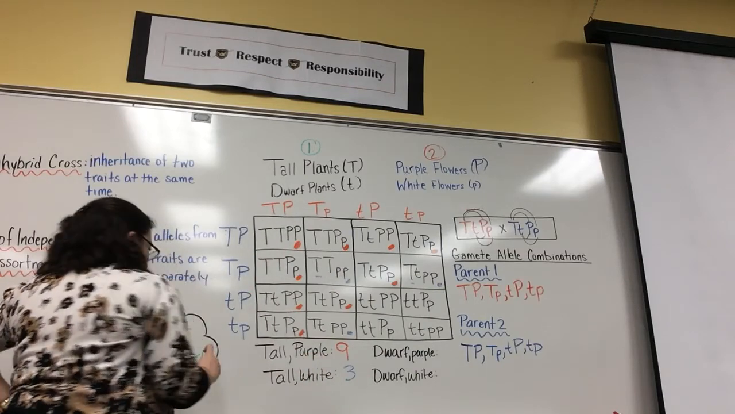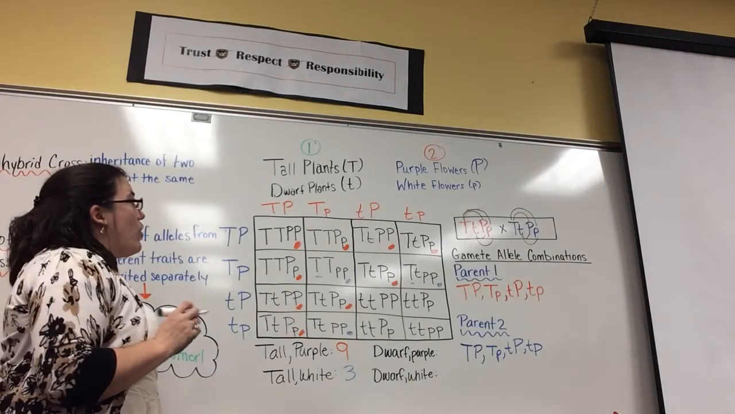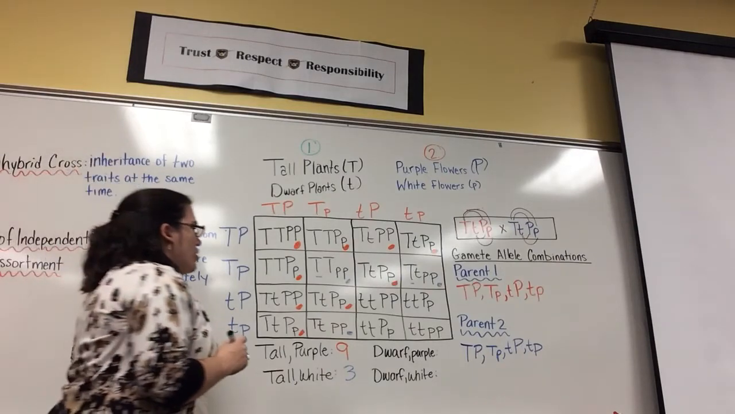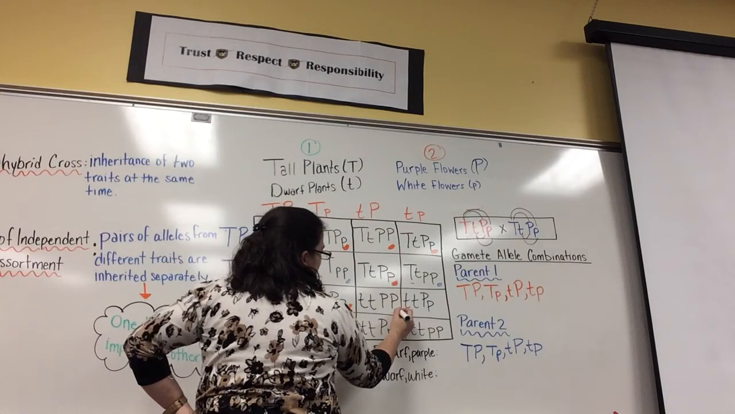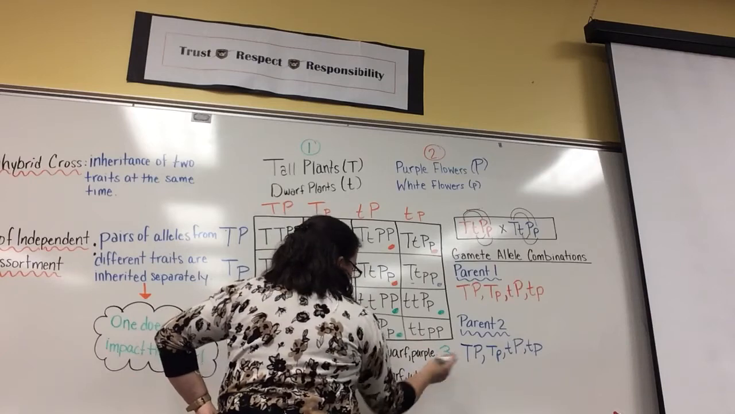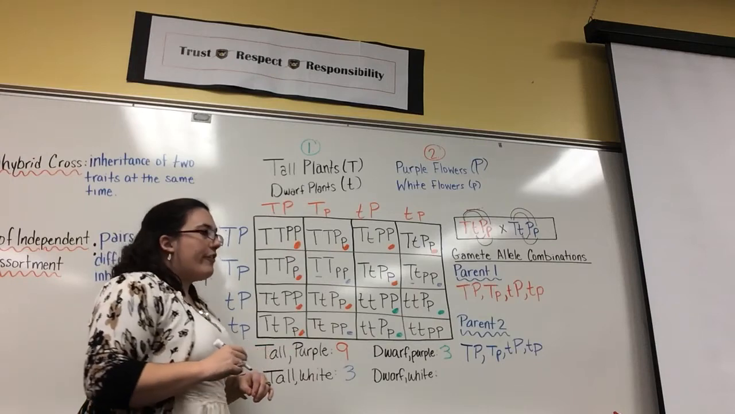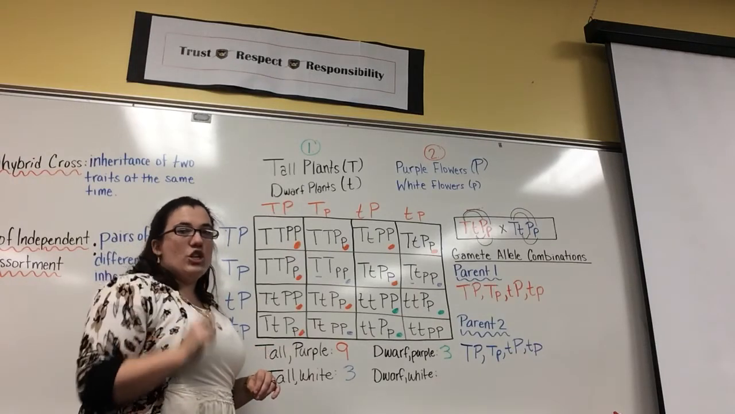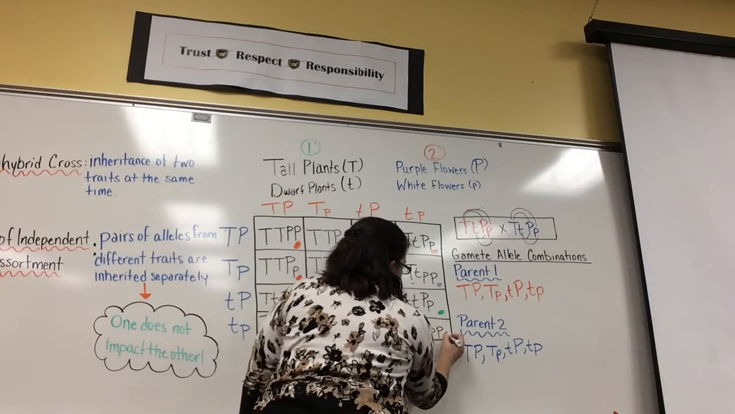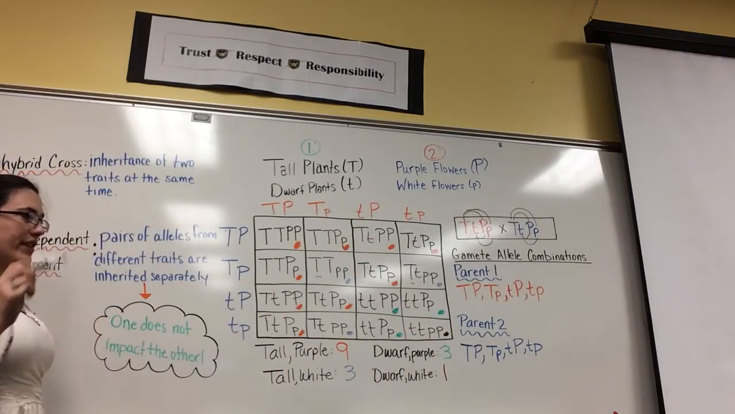Next, we're going to use green to mark those that are dwarf and purple. Now it switches. To be dwarf, it needs 2 little t's, and to be purple, it needs at least one big P. So we need 2 little t's and at least one big P. So that is 1 here, 1 here, and 1 here. So that gives you 3. And then finally in brown, we're going to mark how many are dwarf and white. It's recessive for both traits, so it needs both recessive alleles for both traits. And there's only 1 left, so by process of elimination, you have 1 that is dwarf and white.